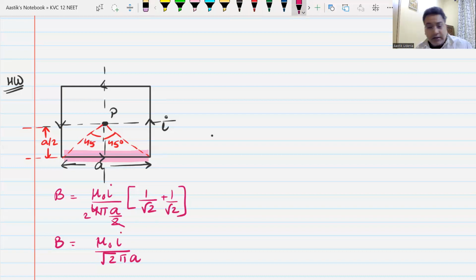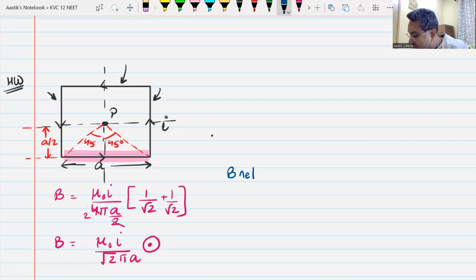Yes, sir. Now we have to find out the direction. So you turn your fingers and you will see that this magnetic field will be coming outside. Yes or no? Yes, sir. You look at all the wires and you find out the direction of magnetic field due to all the wires. Due to all the wires, the magnetic field is coming out. Yes or no?